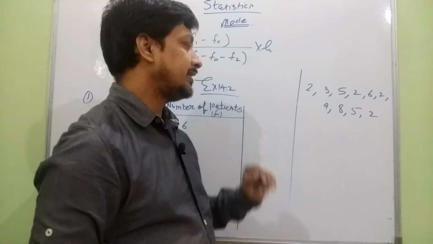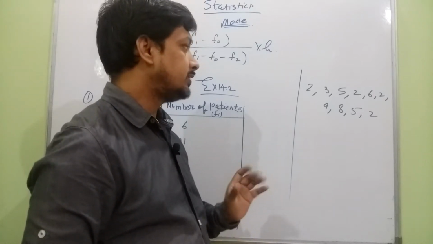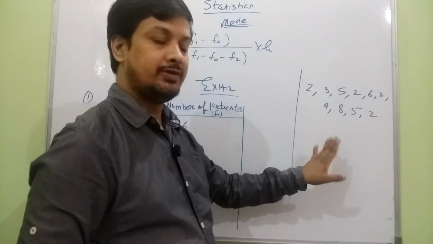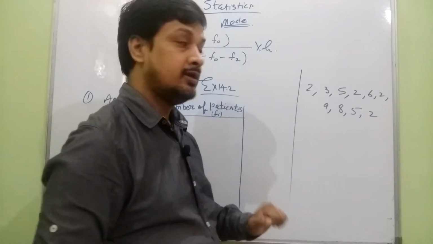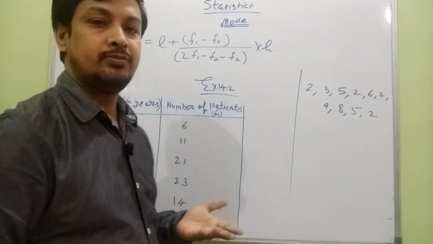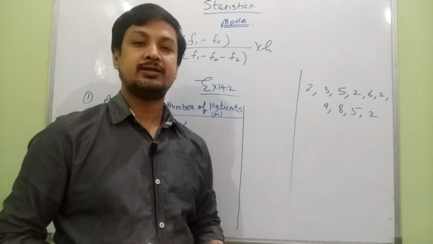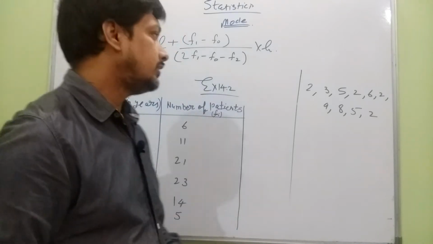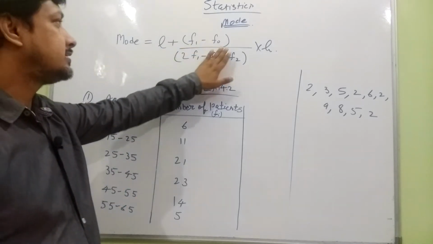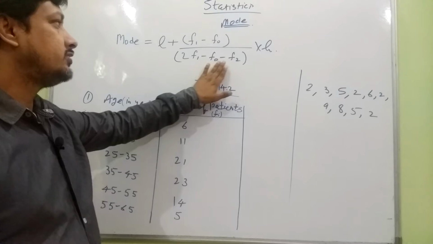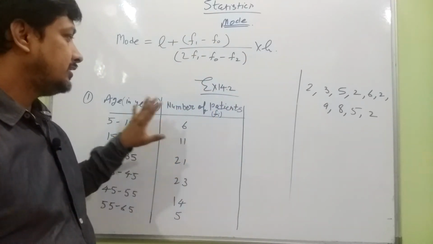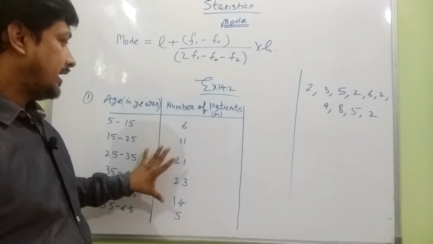Okay, this is the method to find the mode when the observations are discrete, meaning no class intervals are given. But if class intervals are given, then what is the method to find mode? This is in the course of class 10th. So I will introduce this formula to you. Mode equals L plus (F1 minus F0) upon (2F1 minus F0 minus F2) into H. What is the meaning of these things? I will tell you with the help of this question.